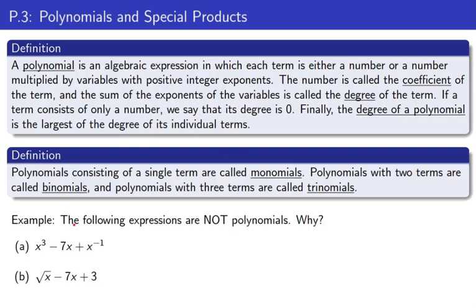For example, these 2 expressions are not polynomials, so our goal is to figure out why. It's pretty simple here. For the first one, you cannot have a negative exponent. Negative exponents are not part of polynomials. And then for b, technically this here is x to the 1/2, so you can't have any square roots or fraction exponents in general.